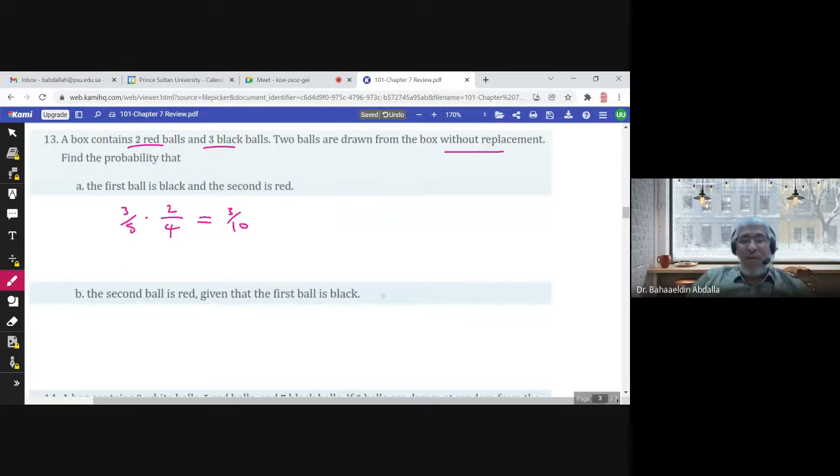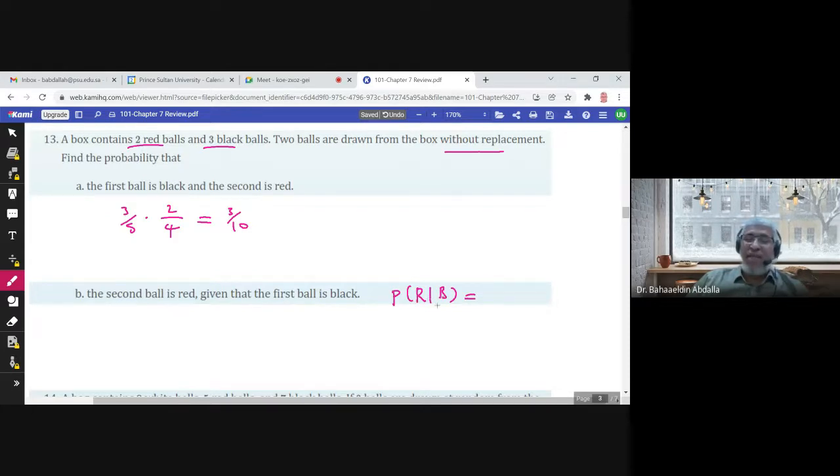All right, here he needs a specific probability. You can use here also the tree diagram, but I will use one method only. That's enough. The second ball is red, given that the first ball is black. So what is the probability of red given black? You can think of it, okay, also, or you can use the tree diagram here. What is the probability that the second ball is red, given that the first ball is black.